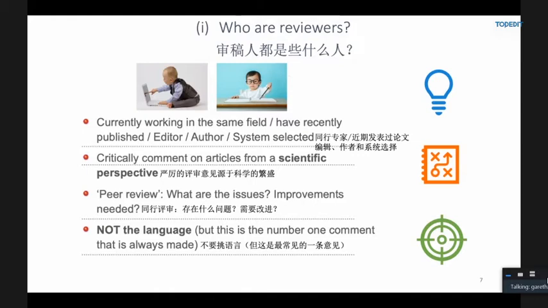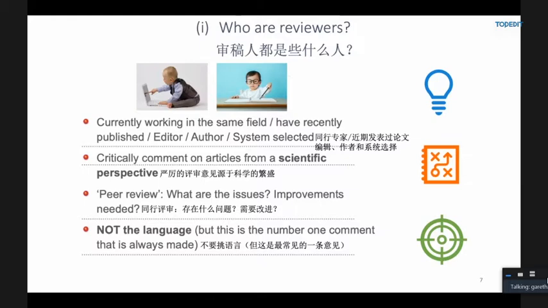Negative peer review, it's a negative process. Think about this when writing. Think about this when putting your articles together. Try to anticipate the problems that peer reviewers may have with your papers.